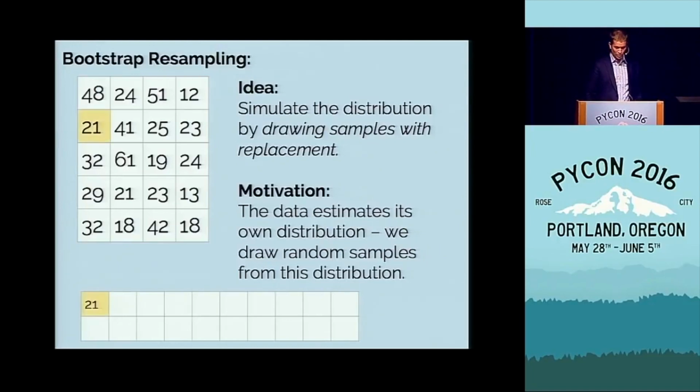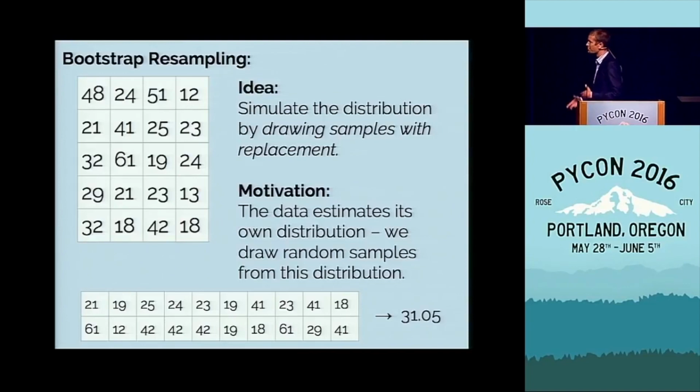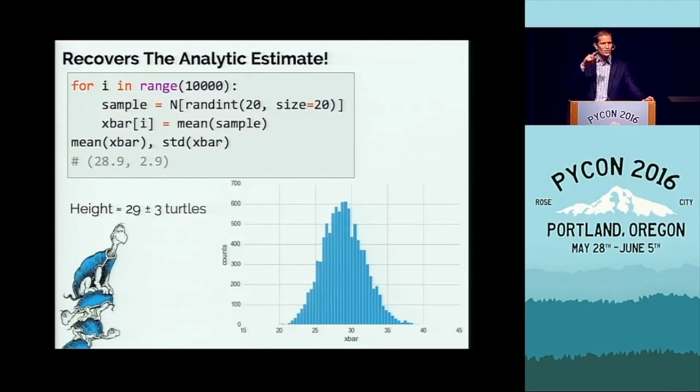So we're going to draw random numbers from this data set, and you'll see already that there are some repeats. We've hit 41 twice. That's what you want to happen in bootstrap resampling. You're resampling with replacement. You continue on, and you get some other repeats in there, and you end up with a resampled version of your data that has a mean of 31.05. We can repeat this several thousand times, and we end up with a distribution of these mean values. And it turns out that almost magically, this distribution is very close to the analytic result that we computed earlier.